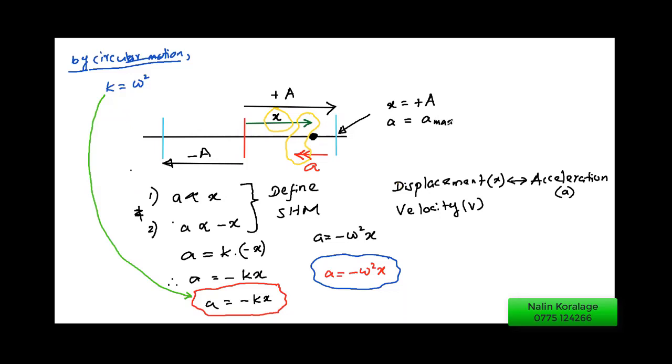Maximum acceleration. Now velocity. Once the particle reaches this extreme position, the particle is not going to go further towards right. The particle is about to return.